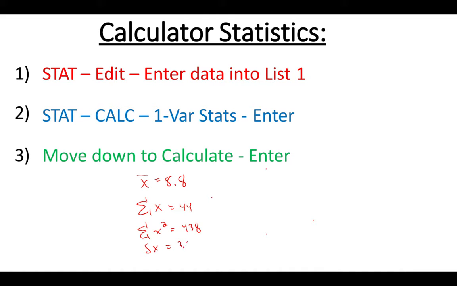I'm just writing the numbers that I got here. So this represents standard deviation, and that's for a sample. And then you should see this little lowercase sigma x, which represents standard deviation for a population.